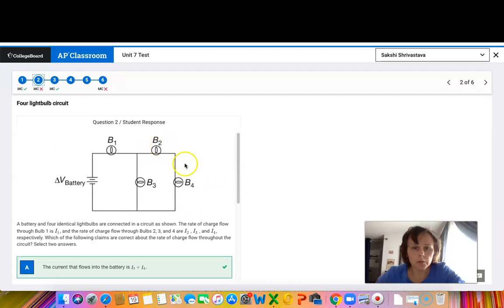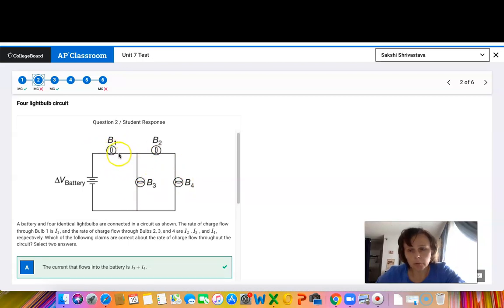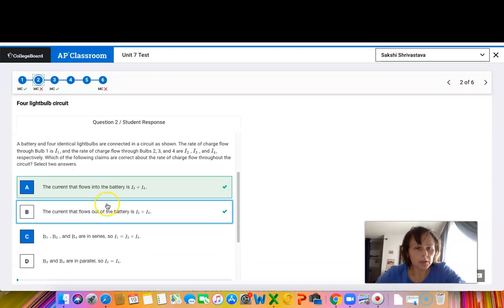Therefore, the current in B2 and B4 is the same current, right? And the current in B1 is split into two currents: one current goes through B3, the other current goes through B2 and B4. And those two currents added together will be equal to the current that goes through B1 and comes out of the battery, and the same current comes back into the battery because the current doesn't get used up. It's the conservation of electric charge. Therefore, the correct answers are A and B.